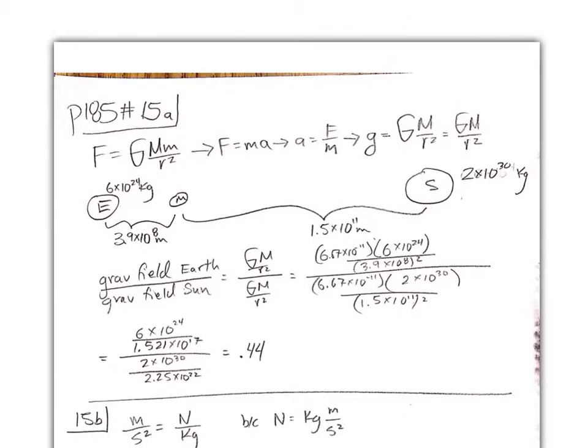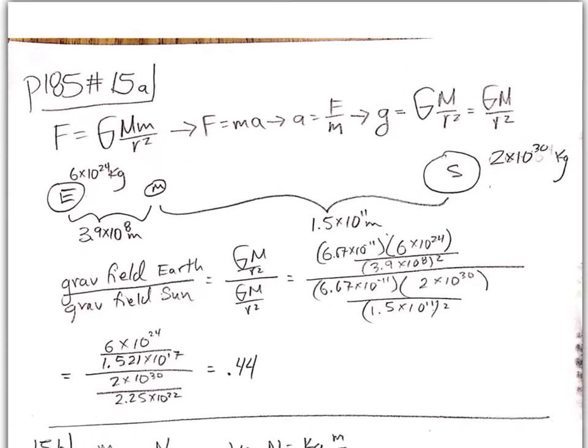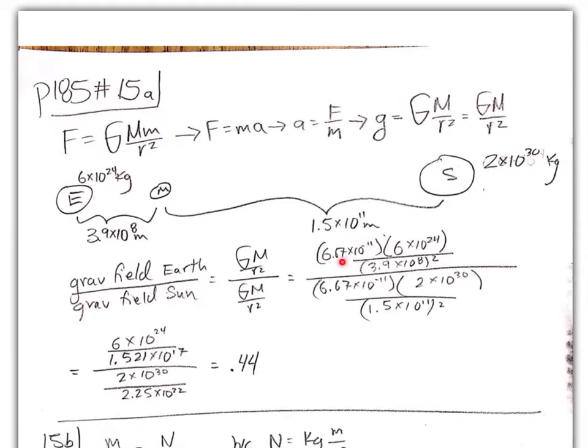We have the moon and the earth and the sun, and the distances are given and the masses of the planets are given. So the formula we use to calculate the force due to gravity is this, where G is the universal gravitational constant, and it's written right here, universal gravitational constant. M and m are the masses of the two planets, and then r is the distance in between the two planets.